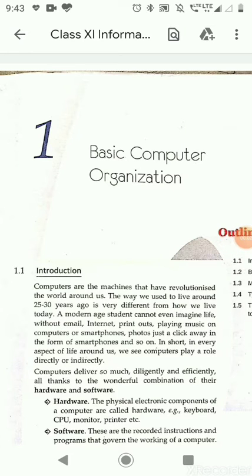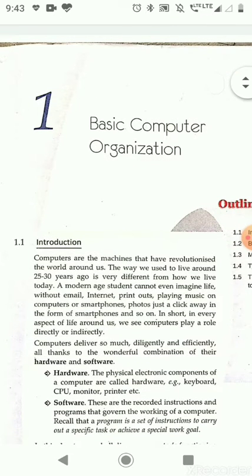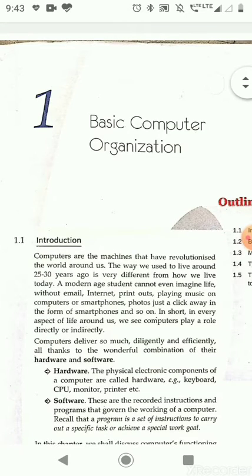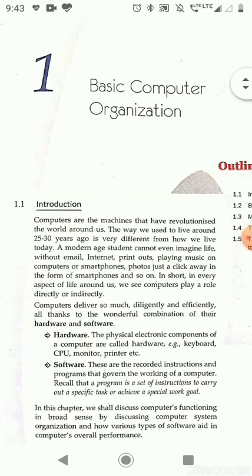This is Surya Pratap Singh, and today we are going to start the first chapter, Basic Computer Organization, for class 11 students, Information Practices.